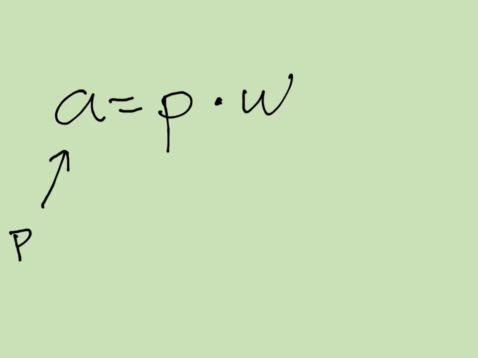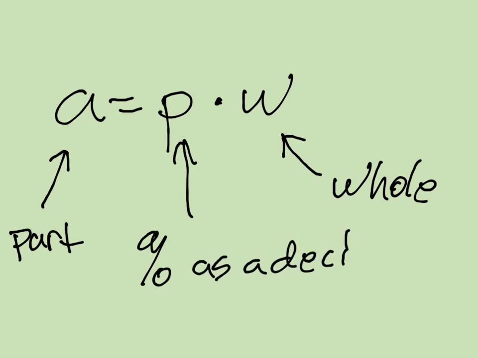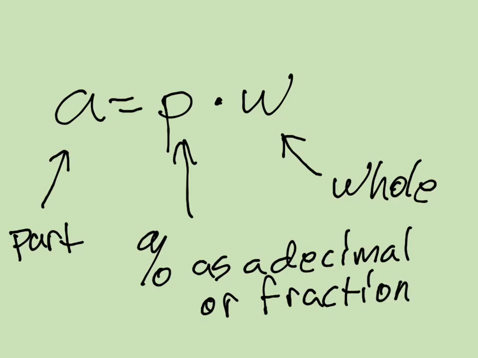So the percent equation is A equals P times W, where A is the part and W is the whole, and P is the percent, but this time as a decimal or fraction. Before it was as a percent. So this time the percent is written as a decimal or a fraction. So that's a really important distinction.